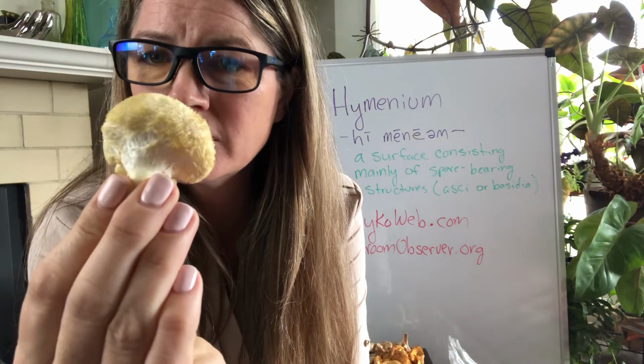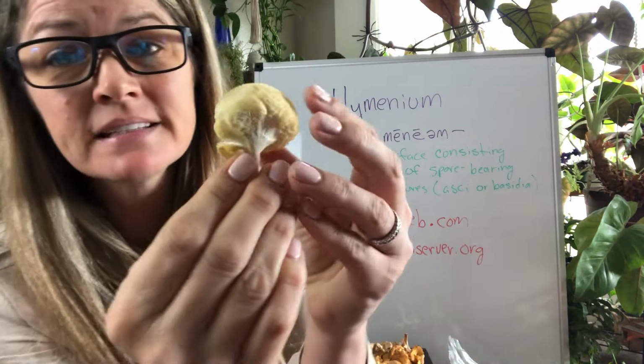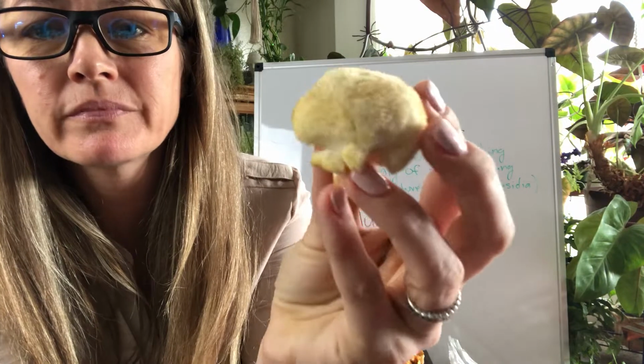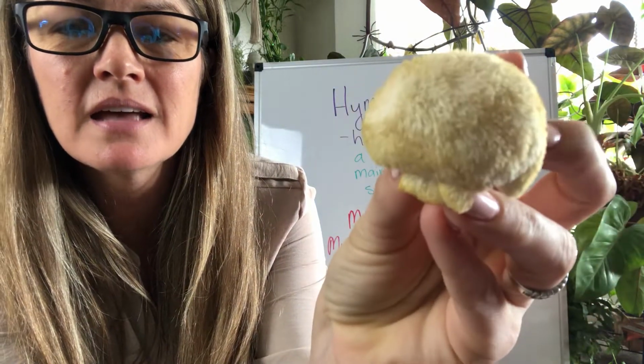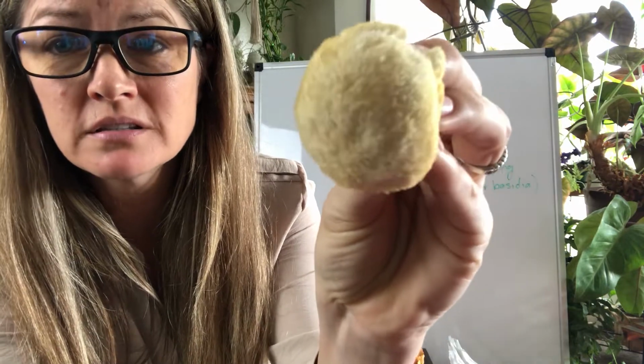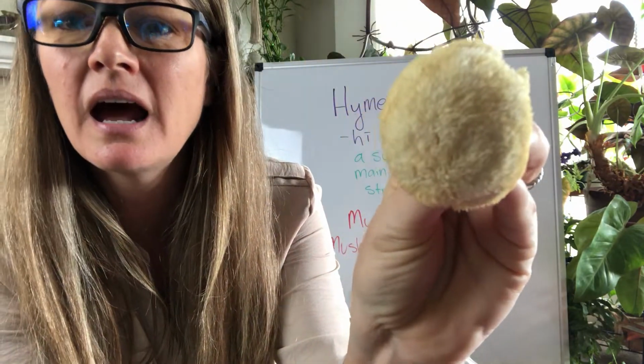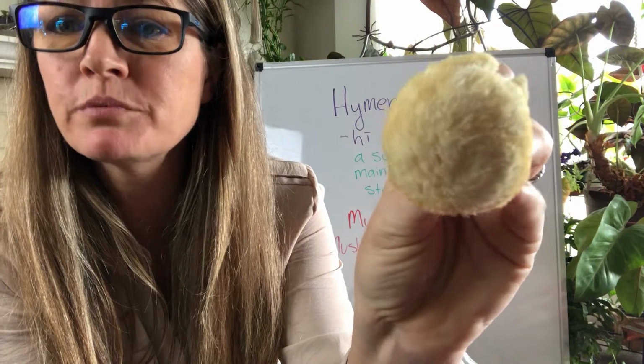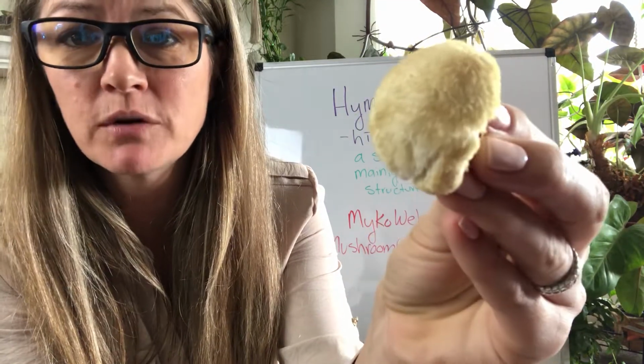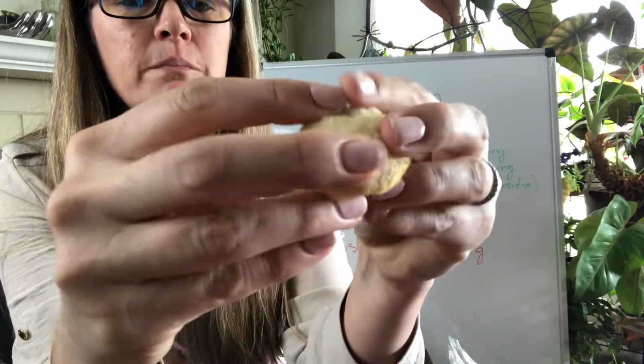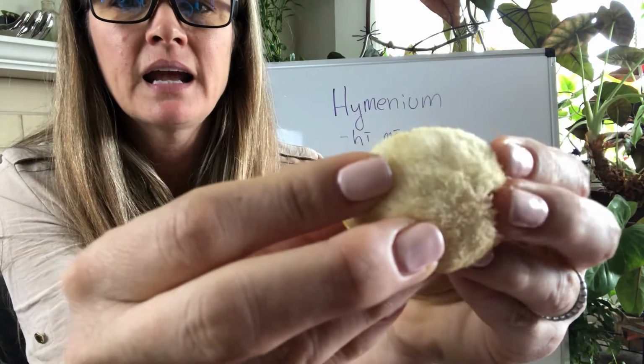Notice it doesn't have gills. It doesn't have a thickening hymenium. It has spines, and along the surface of the spines is its hymenium, where it's producing basidia. It's also a basidiomycete. See if I can pull this in half on camera.